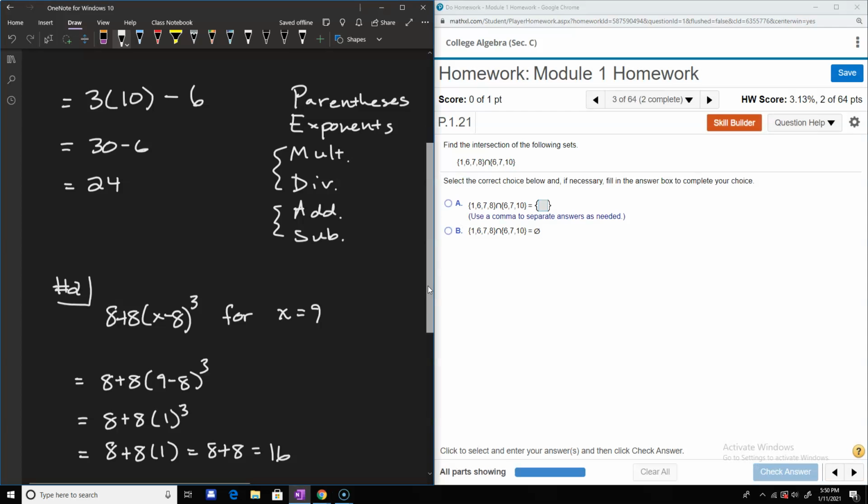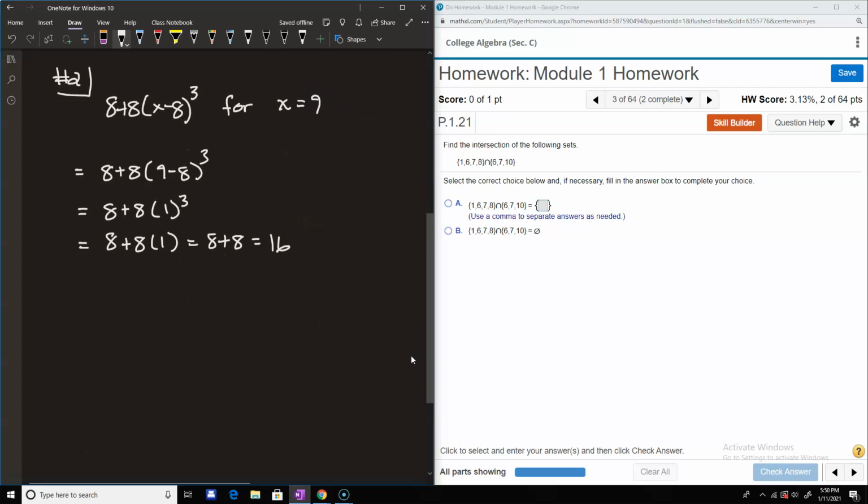Okay, so for the third one, we get into some intersection. So if you have 2 sets as we do here, we have 2 kind of operations for combining sets. This symbol means intersect, and what this means is elements common to both sets.